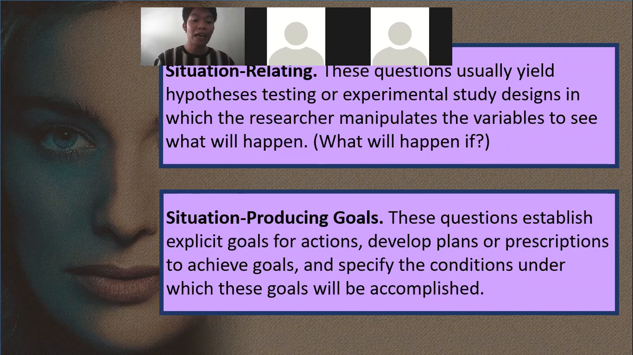So before that, before they come up with a specific design for their study, kailangan mag-conduct muna sila ng research if conducive or appropriate ba yung i-design nila. So this is an example of situation producing questions, not research.